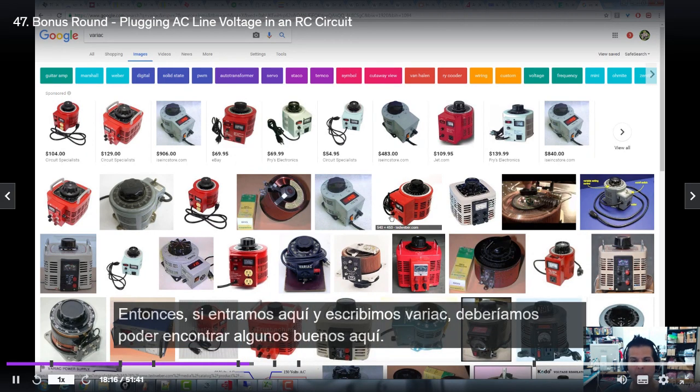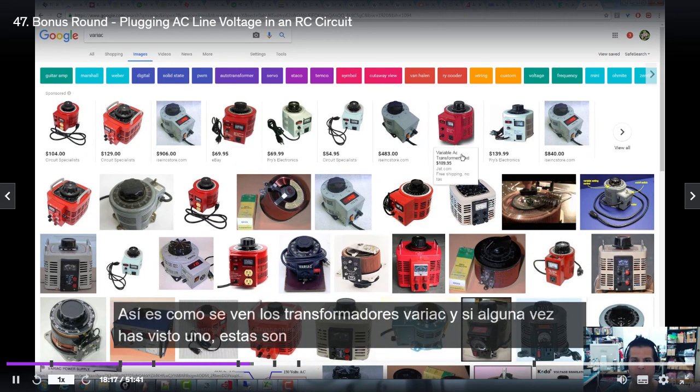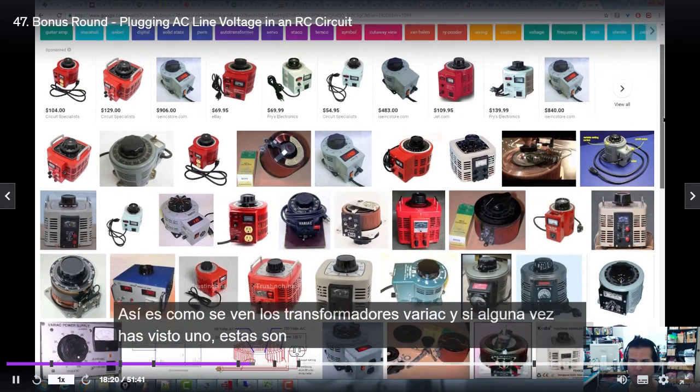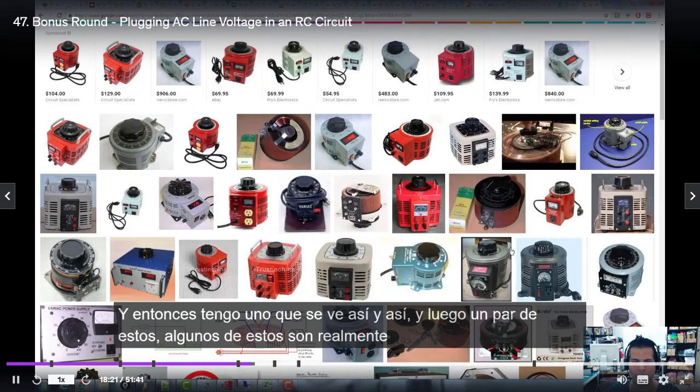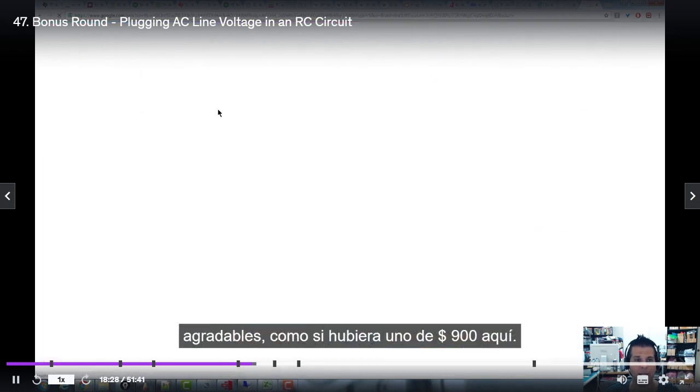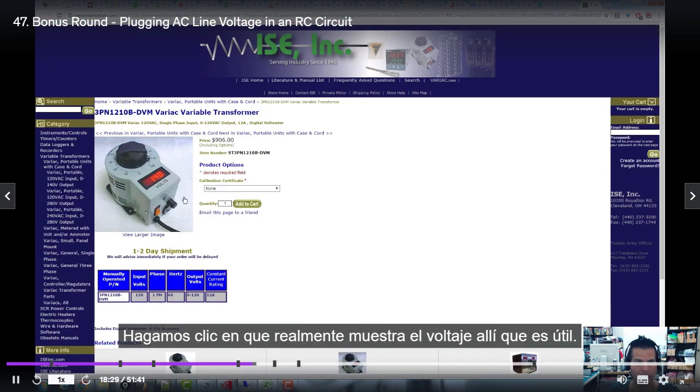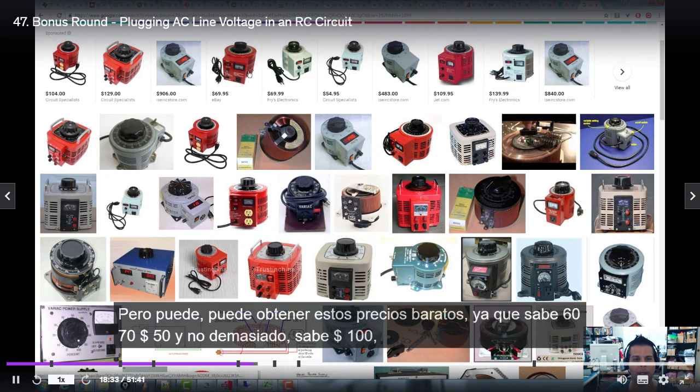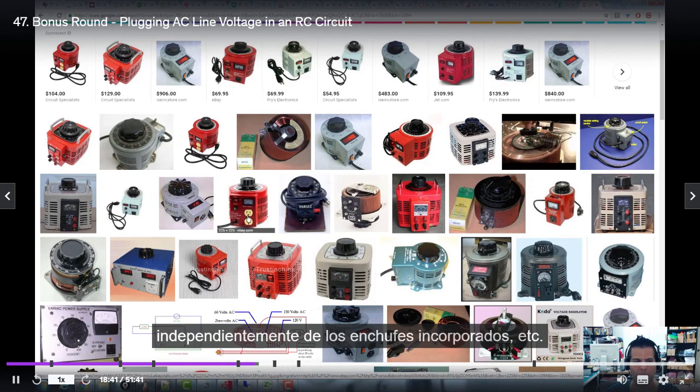Some nice ones here. So these are what variac transformers look like, and if you've ever seen one, this is what these things are. I've got one that looks like this, and a couple others. Some of these are really nice, like this $900 one here. Let's click on that. It actually shows the voltage on there. That's handy. But you can get these cheap for, you know, $60, $70, $50. They're not too much, $100, whatever. Some have plugs built into them and so forth.